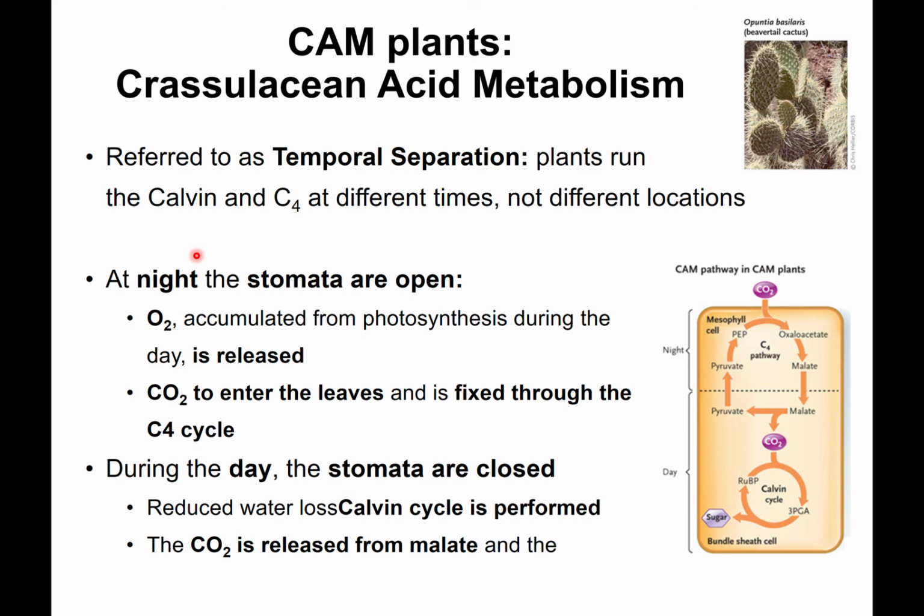They fix as much carbon dioxide as possible into malate, and then as soon as the sun or the light comes out, they close the stomata. Air is getting too hot and dry, so the water will come out. You close them. You don't want to lose water, and then they revert from the C4 cycle. The malate instead releases this carbon dioxide, which is then used by Rubisco to do the Calvin cycle. So they do the Calvin cycle during the day. So at different times, they do it in the same cells. They do the C4 cycle at night, the C3 cycle or Calvin cycle during the day. And therefore, we talk about this as temporal separation.